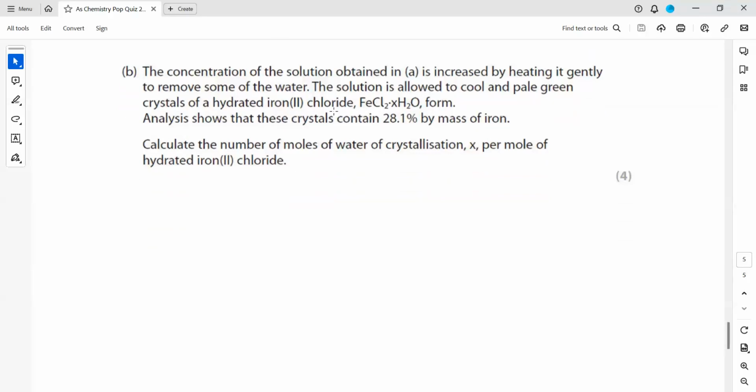The concentration of the solution obtained in A is increased by heating it gently to remove some water. The solution is allowed to cool and pale green crystals of a hydrated iron(II) chloride form. Analysis shows that these crystals contain 28.1% by mass of iron. Calculate the number of moles of water of crystallization for the hydrated iron(II) chloride. So we want to work out how many water molecules are arranged here.